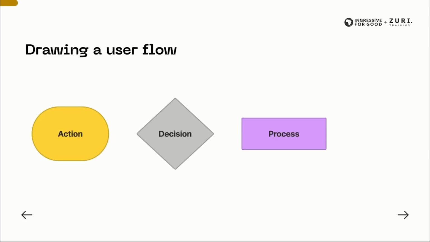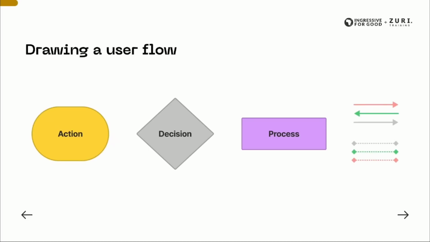Rectangles indicate the screens of a digital product that users will experience while completing tasks. For the user flow of a dog walker app, screens might include a home page or a booking confirmation page.